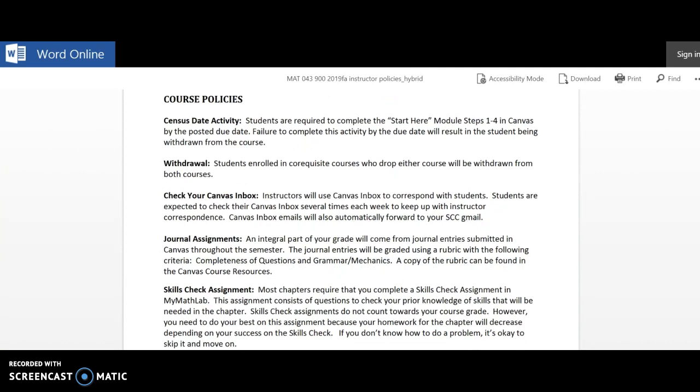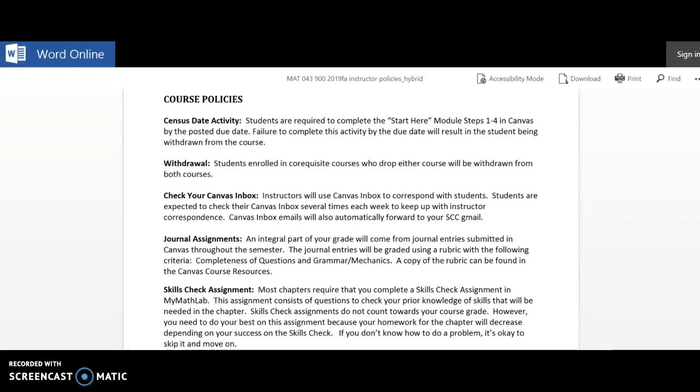The census date activity. Students are required to complete this Start Here module. These steps 1 through 4 that we're looking at right now in Canvas, you have to complete these by the due date. If you don't complete these 4 activities, then you will be withdrawn from the course. Keep in mind that this is a support course to go with your curriculum math course. Should you withdraw from one of your 2 math courses, you will automatically be withdrawn from the other course.